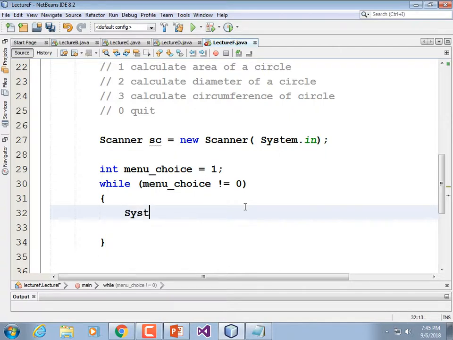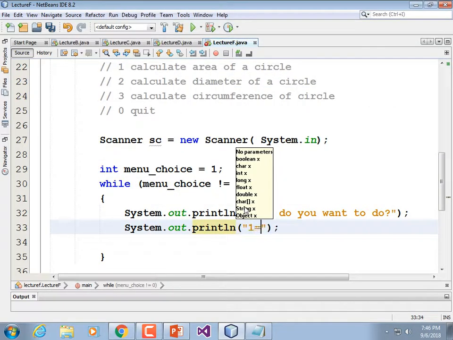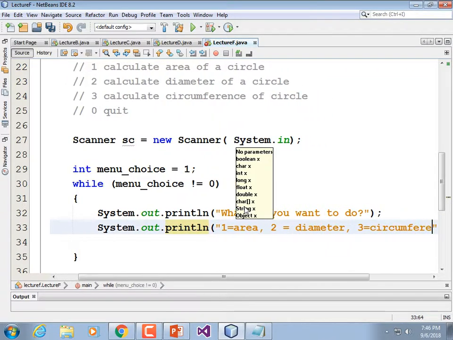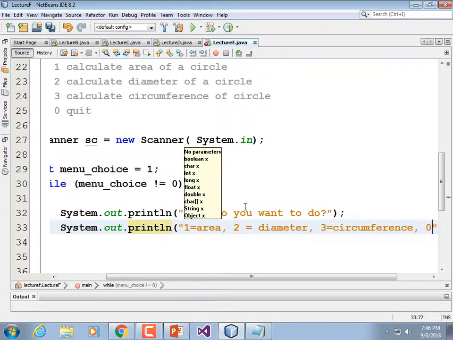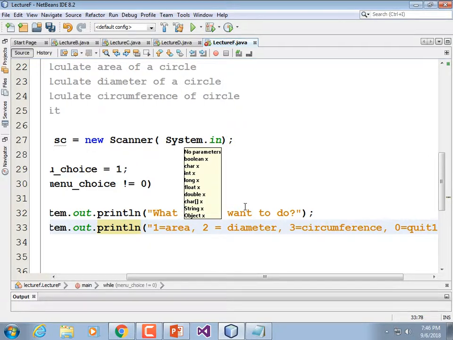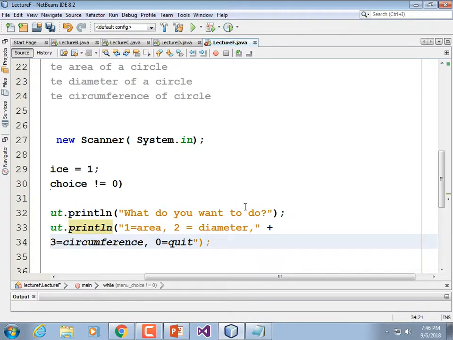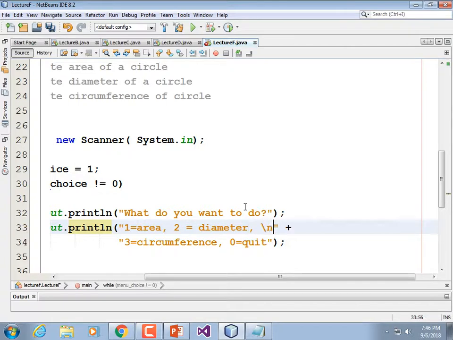Okay, so let's print out our menu. System.out.println, what do you want to do? And let's list the choices. System.out.println 1 equals area, 2 equals diameter, 3 equals circumference, 0 equals quit. And this is too long to fit on my screen, so I'm going to break it up. You don't have to, because your font's smaller.